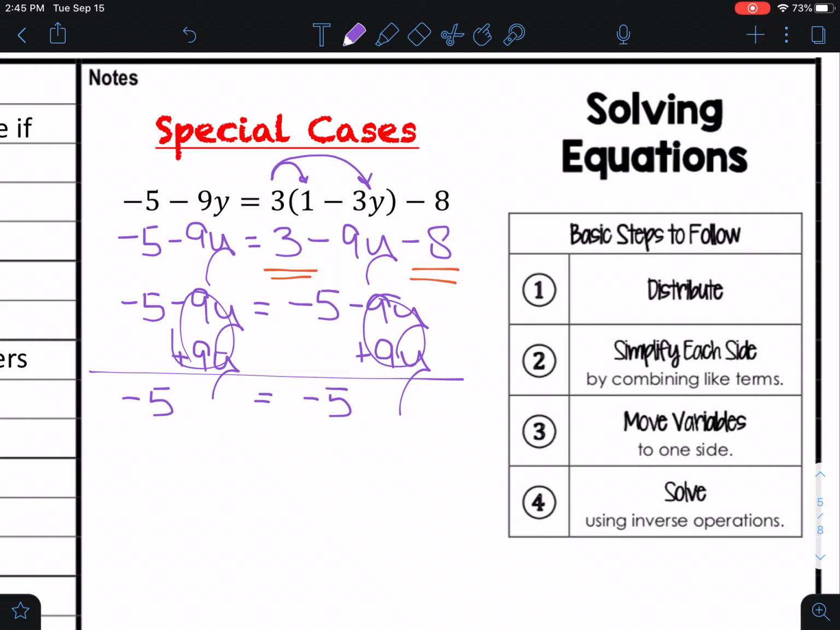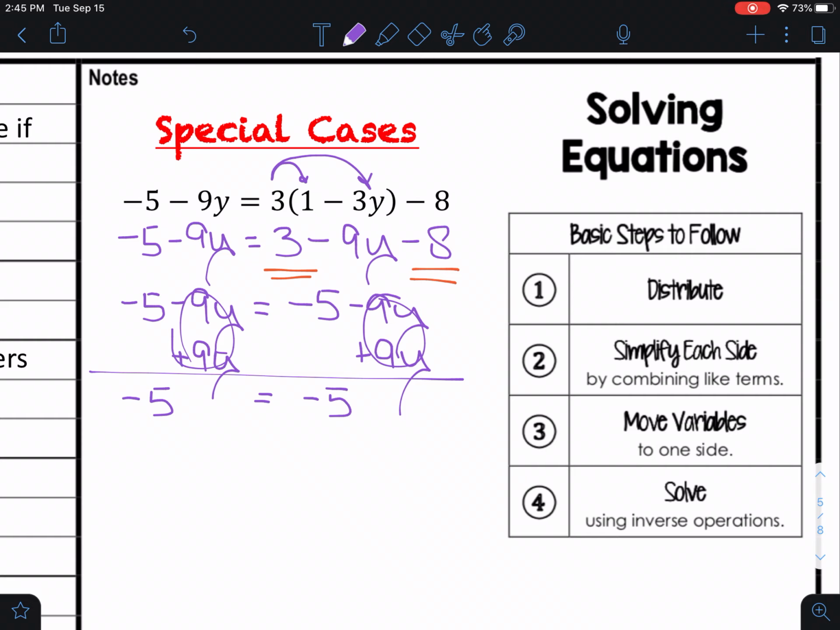Well, when this happens, it means no matter what you pick for your variable, in this case y, it doesn't matter what you choose. You could pick -17, 32, 5.2, whatever. You will get the same answer on both sides. So in other words, this equation will always work. So all numbers work here.